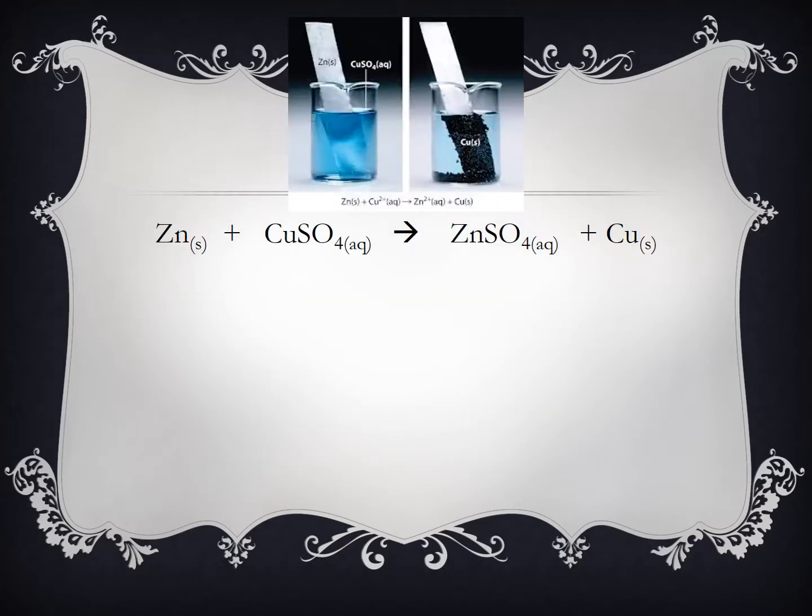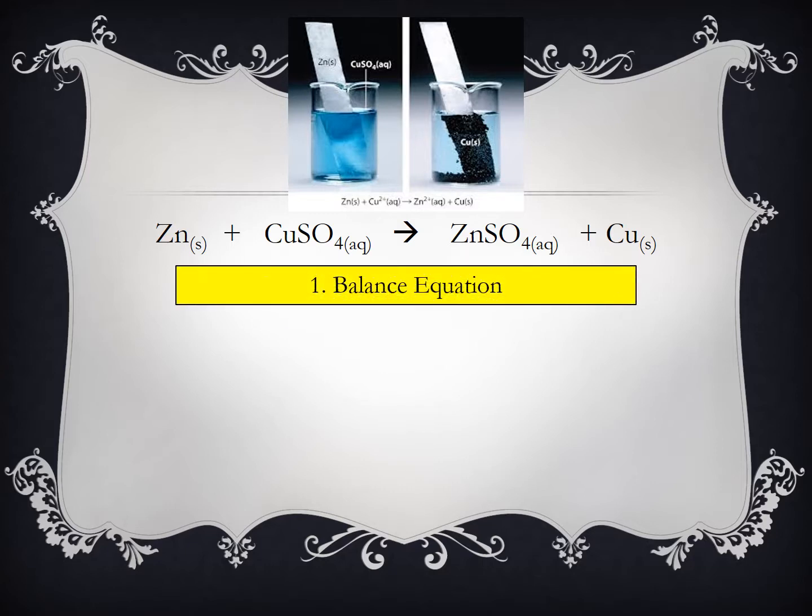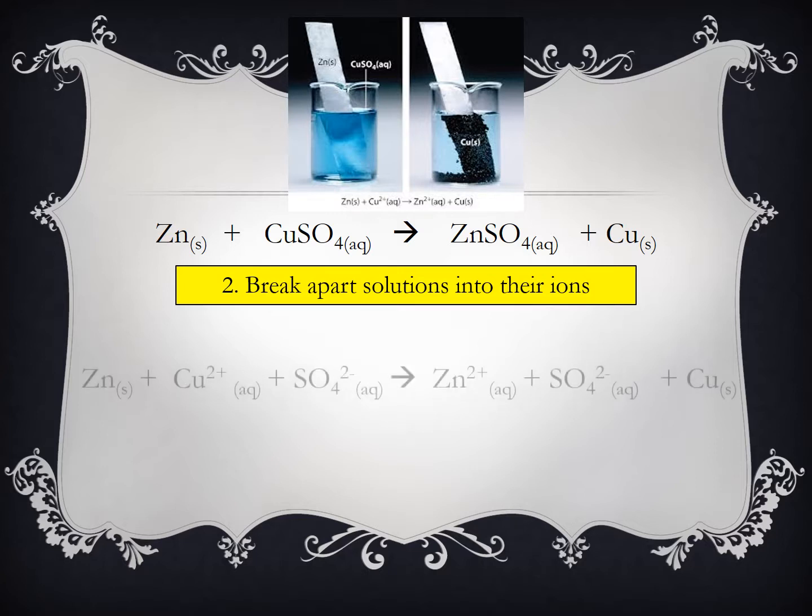So for example, we have zinc solid, it's important to note solid, copper sulfate (aq), that means aqueous, in solution, zinc sulfate aqueous, and copper solid. So notice zinc goes from solid to aq, so that changes. Copper goes from aq to solid, that changes. But sulfate is aq and sulfate is aq. So sulfate does not change. So break apart into the ions.